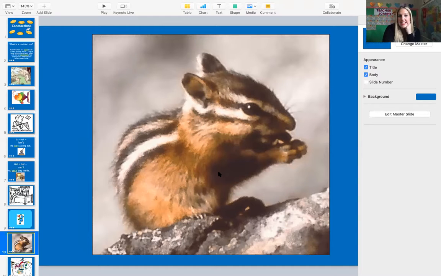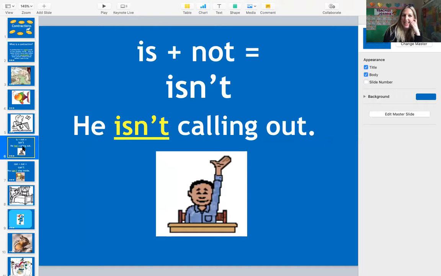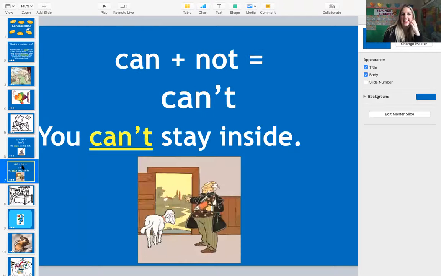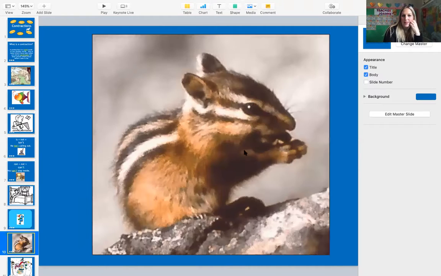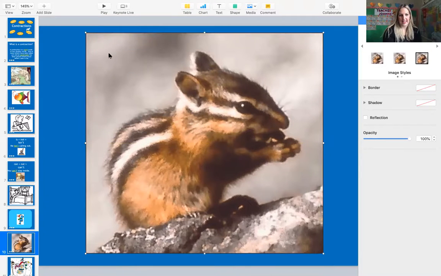What is this little guy doing in the picture? Look at it. Think. We looked at is not and cannot. He cannot wait to eat. Cannot wait to eat. And we would use the contraction.